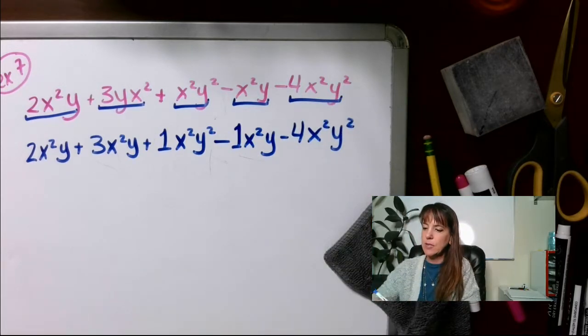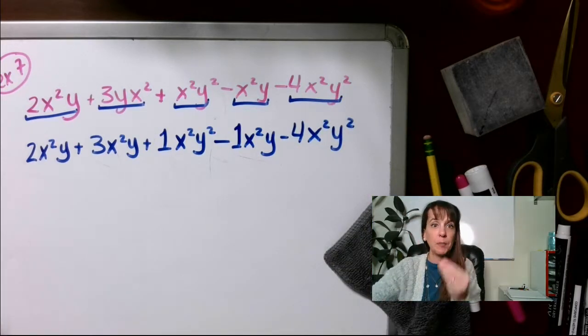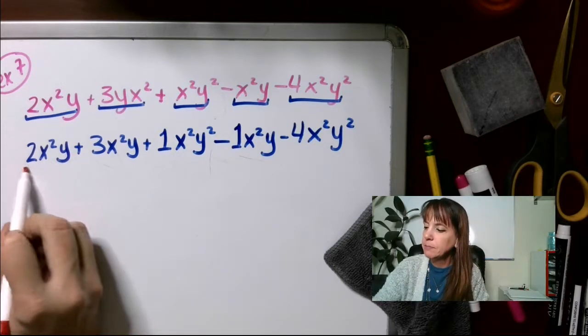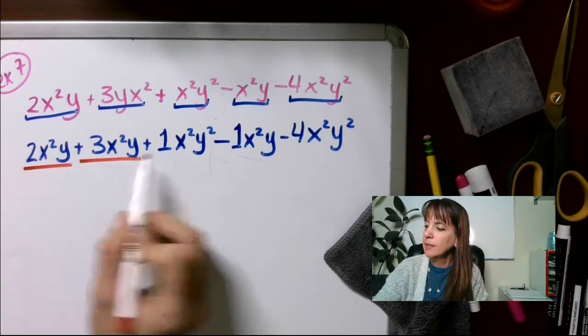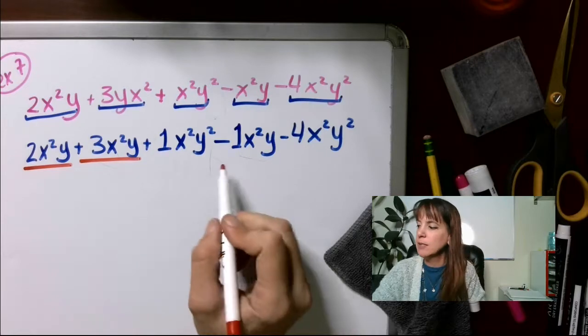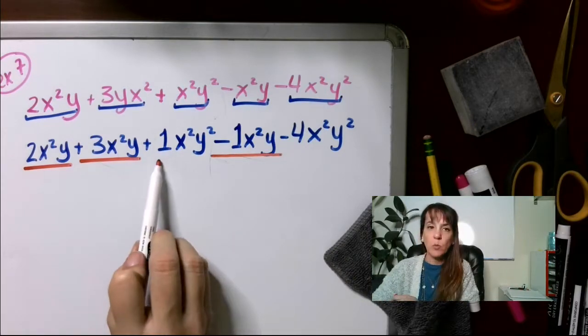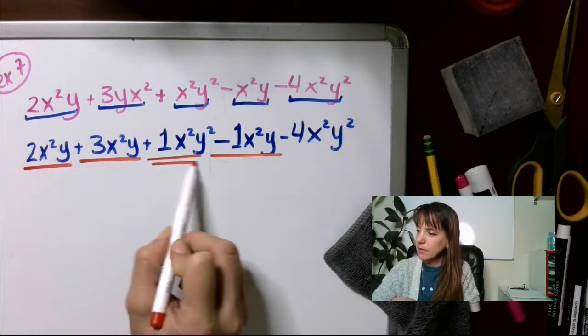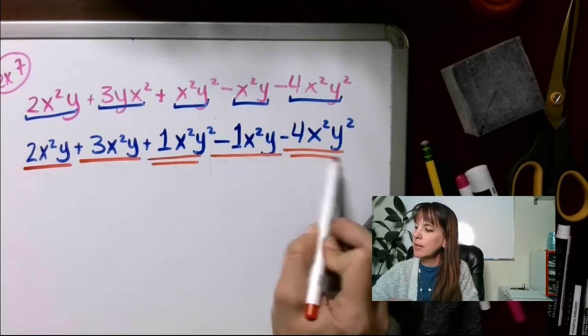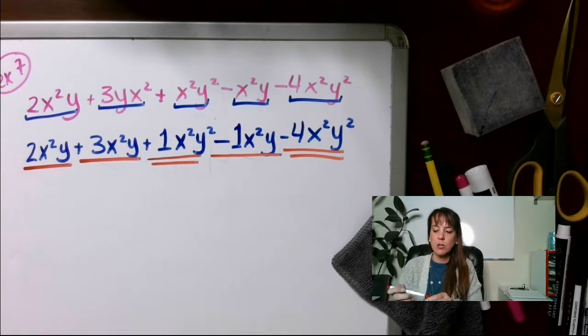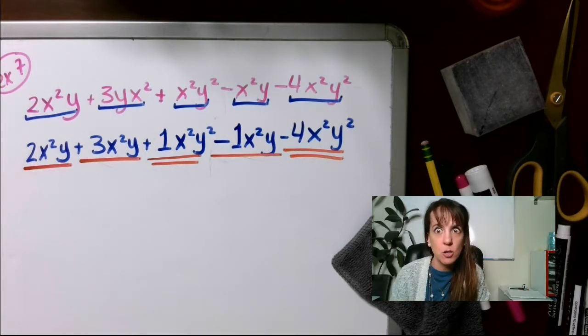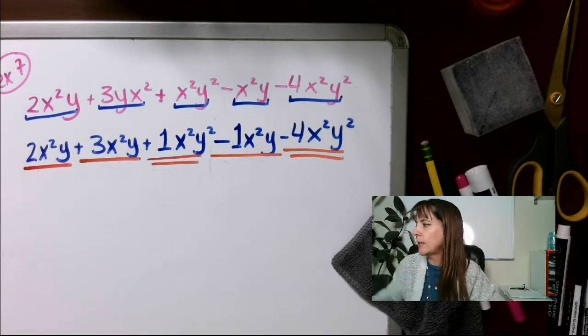All right, let's see which of these we can gather up. x squared y, x squared y, x squared y squared, nope, that doesn't match. x squared y, this one does. Then I've got x squared y squared, that one definitely does, and it matches up with this one. Again, notice that I am underlining the operation that comes before that chunk. That's to make sure we do our positives and negatives correctly.